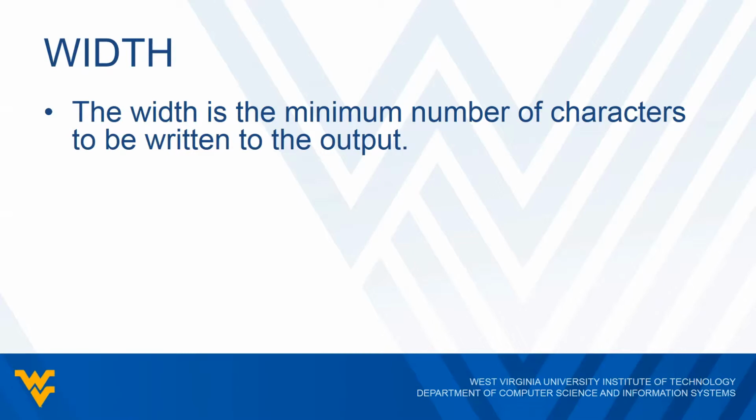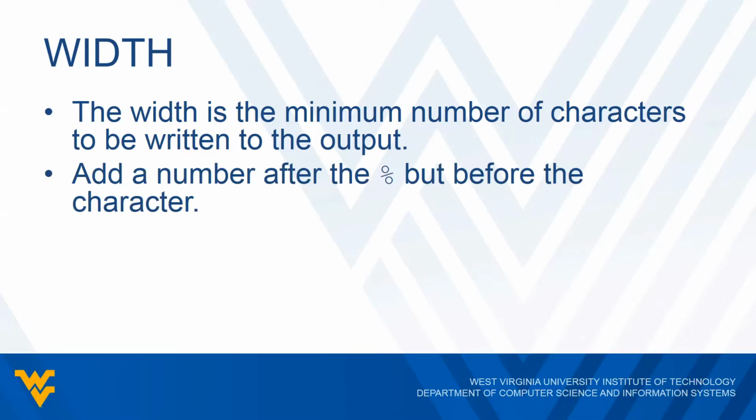And if we print fewer than the minimum amount, we're going to have some spaces in there, and that's perfectly fine with what we're trying to do here. So the way we do this is we add a number after the % sign, but before the character. So it goes between the % and our placeholder character. So let's take a look at an example.